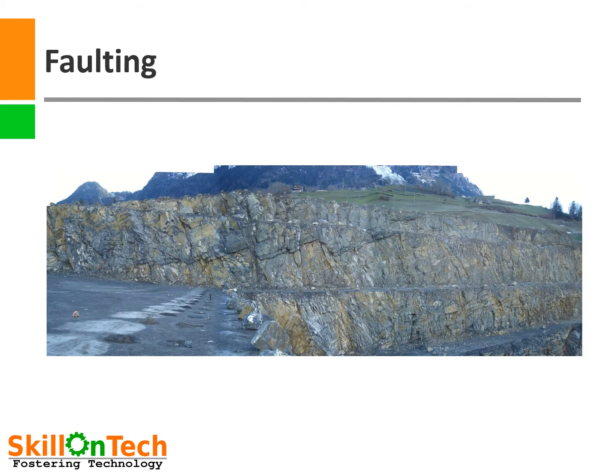Faulting. Faulting is also due to tectonic activities, where there is slippage or relative movement of adjacent rocks in a single layer. In the figure here, you can very easily see that there has been faulting like this, where there is relative slippage in the layers adjacent to each other.